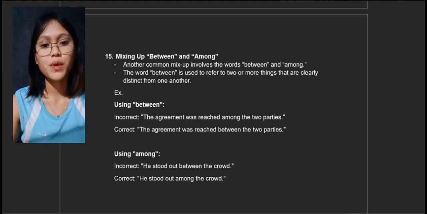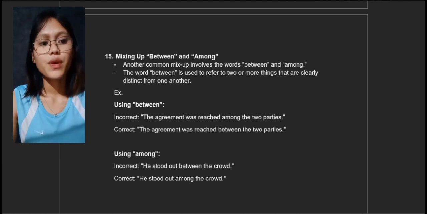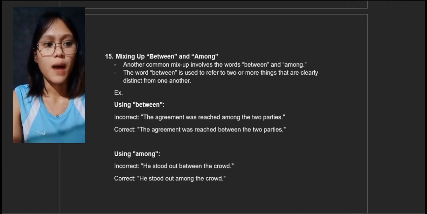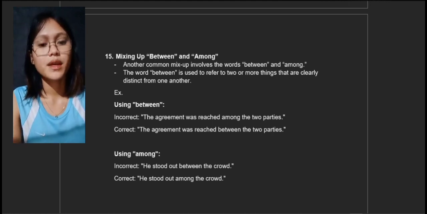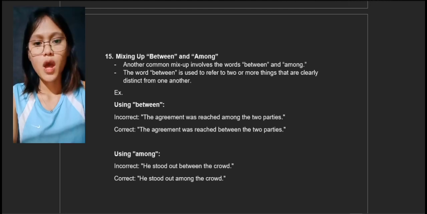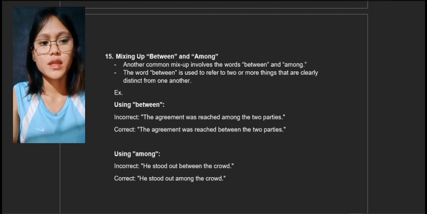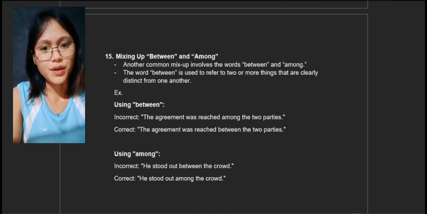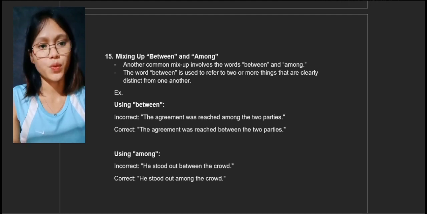Example of using between incorrectly. The agreement was reached among the two parties. The correct one is, the agreement was reached between the two parties. You should not use among here instead of using between.